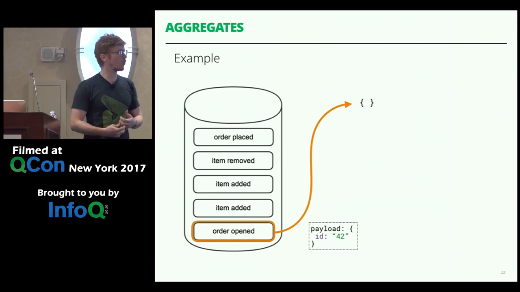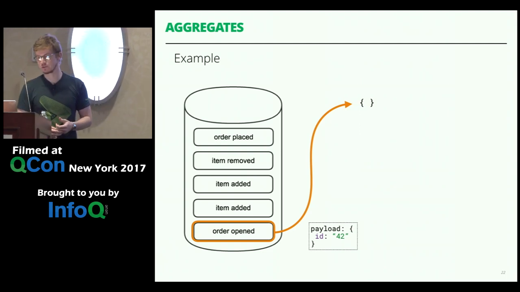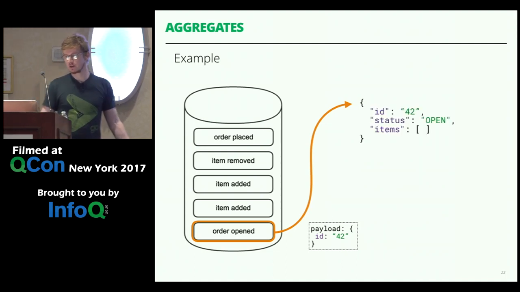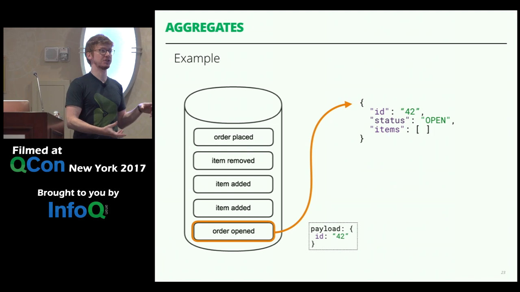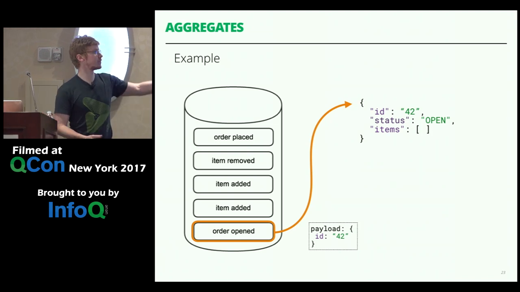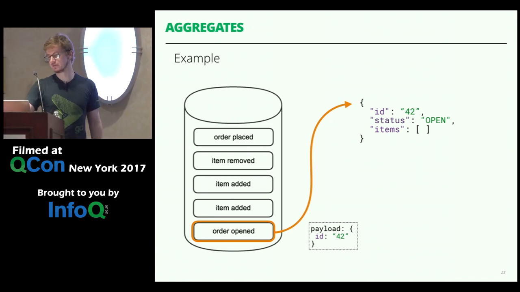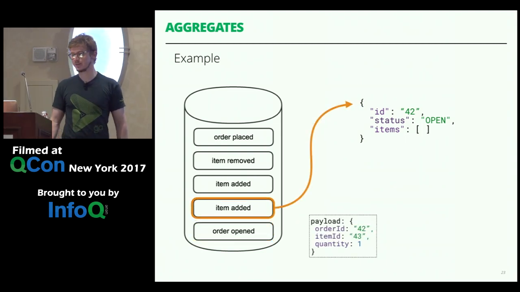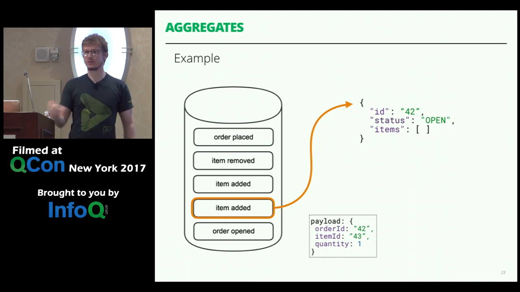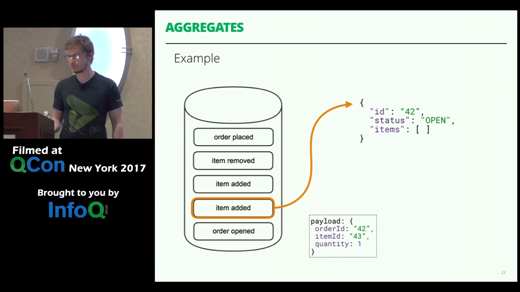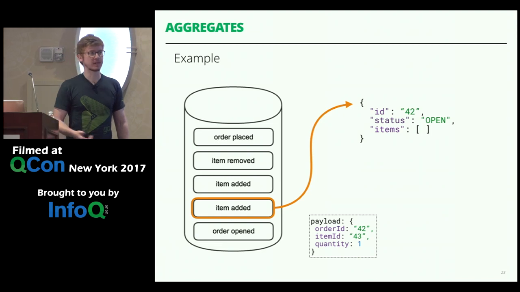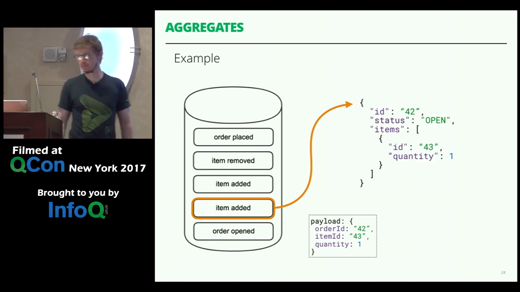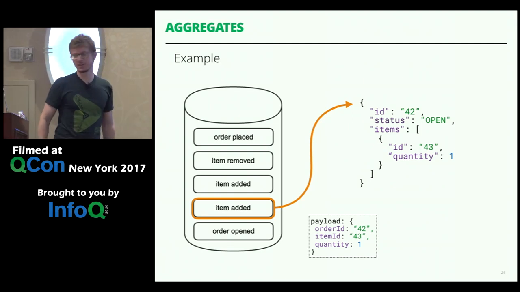The first one is the order open event. It has a payload with an ID only. And the transformation it performs in the aggregate is creating the representation of an order with an empty list of items and status as open. So we move on to the next event, which is item added. In the payload, we have a reference to the existing order, an ID for the item, and a quantity. And when we perform this transformation, then we have an item added to the list.